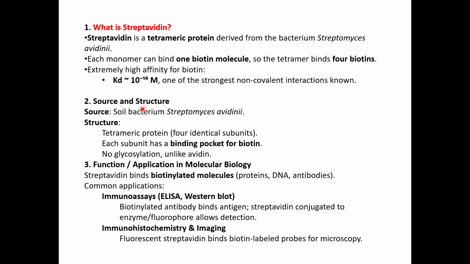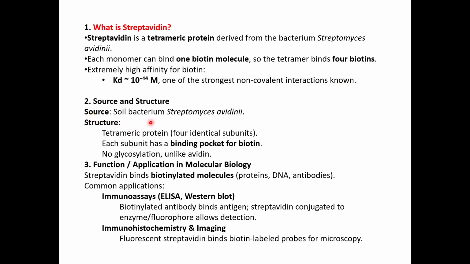Then we have something known as streptavidin. I think we already discussed streptavidin in the previous sessions, so we'll quickly go through it again. Streptavidin is a tetrameric protein derived from the bacterium Streptomyces avidinii. Each monomer can bind to one biotin molecule. Streptavidin and biotin are usually used as pairs in detection experiments. So the tetramer binds to four biotin molecules. It has extremely high affinity for biotin. The KD is approximately 10 to the power minus 14. So the lower the KD, the higher the affinity. It is one of the strongest non-covalent interactions.